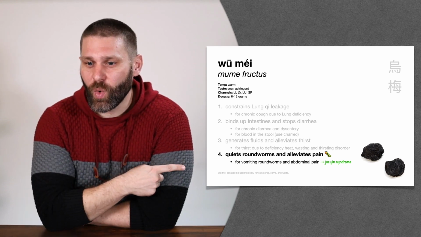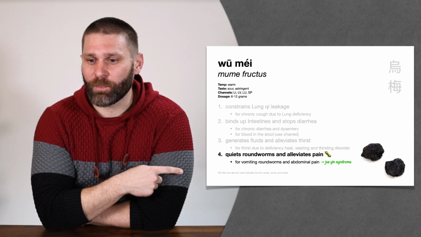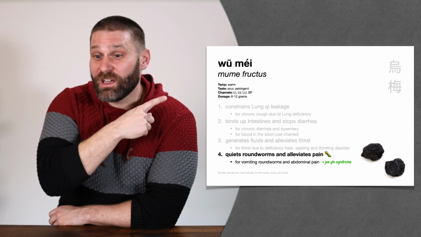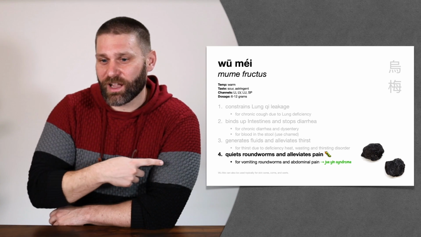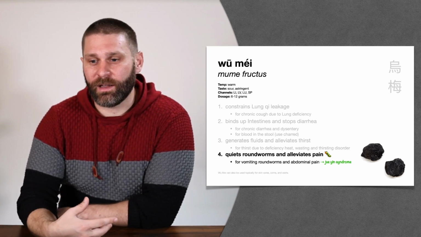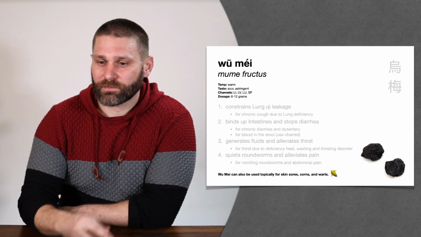So Wumei is our representative herb for Jueyin syndrome. On the one hand, it's binding up the intestines to treat the diarrhea. It's very sour in flavor, so it enters the liver channel or the Jueyin channels, and it also quiets roundworms. So for Wumei, definitely remember that it is good for vomiting roundworms as well.